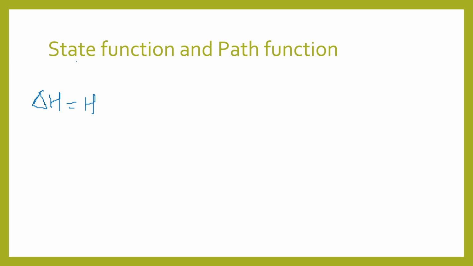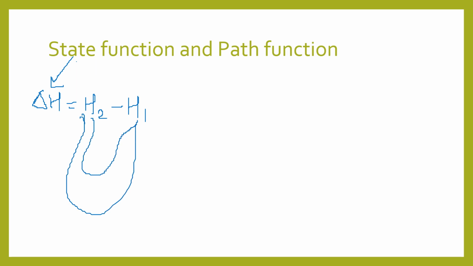Suppose delta H is H2 minus H1. Okay, so this is called a state function because delta H is just depending on the initial and the final state. Whether it has come here like this, whether it has come here like this, or like this, it does not depend. It does not count that. It depends only on the initial and the final state.